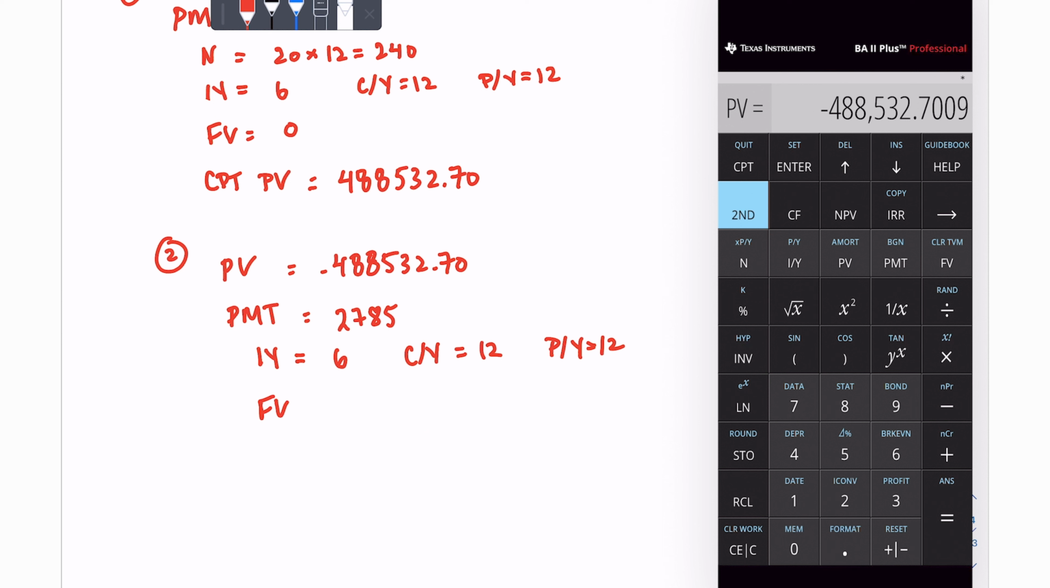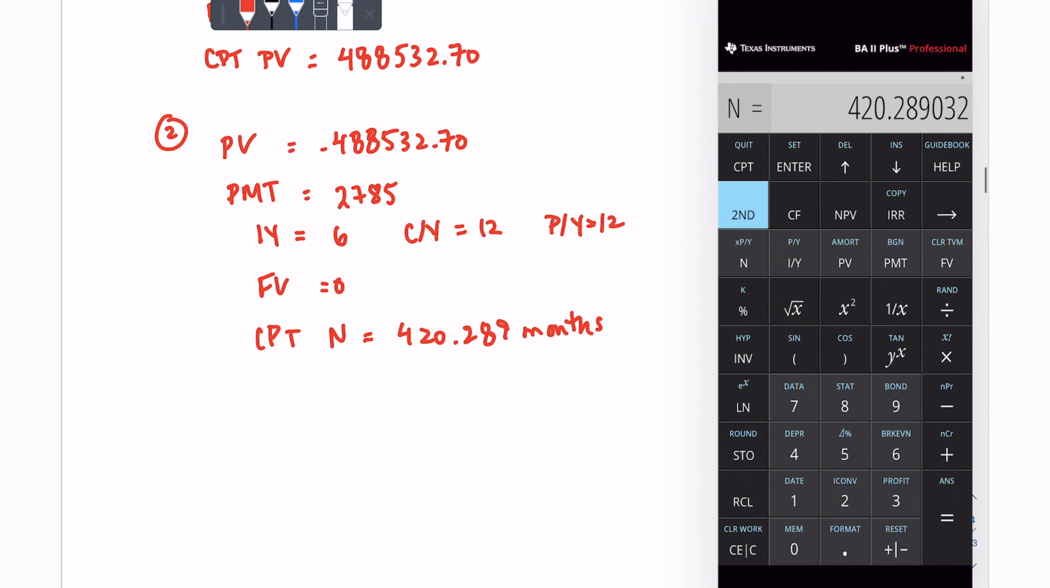Future value 0. Compute N. So present value, we'll leave that as it is. I'm just changing the payment, really. The rates, I'm going to leave them. Future value is already there. Compute N. And I get an N of 420.289. And this is in months. So if I divide this number by 12, you would have to live 35.02 years before the first option is the better choice.